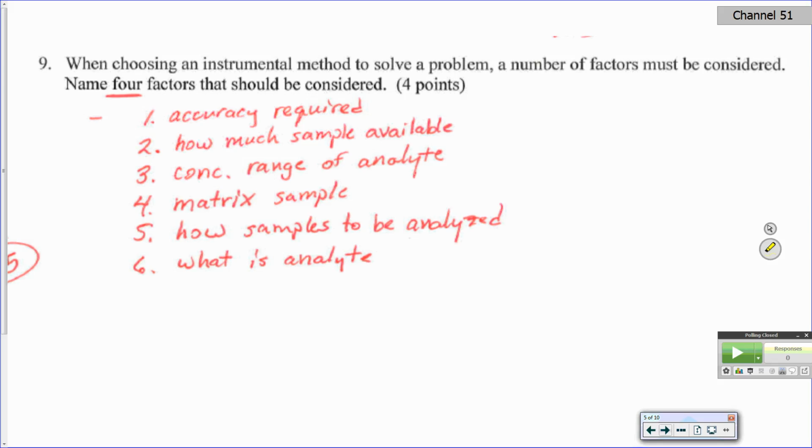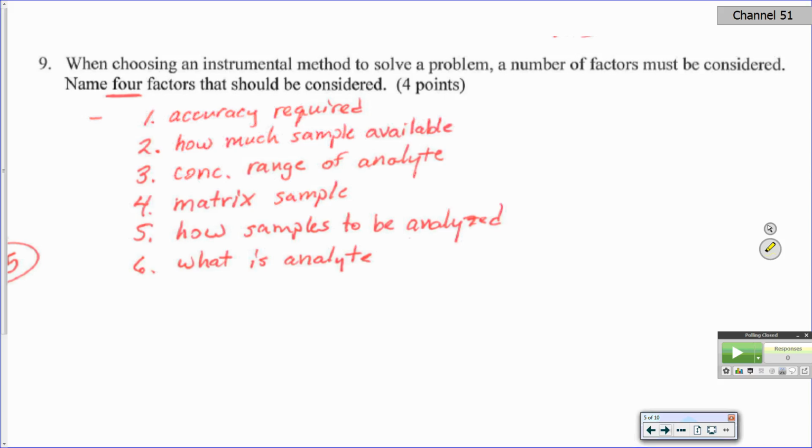There were other answers, certainly, than these that I gave you credit for. So when you're choosing a method, what are the factors that must be considered? I just asked you to name 4 of them. Accuracy, how much sample is available, concentration range of the analyte, the sample matrix, how many samples are to be analyzed, what is the analyte, accepted operator training, available equipment.